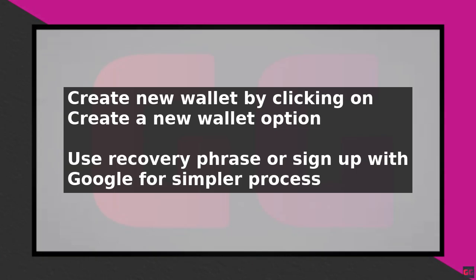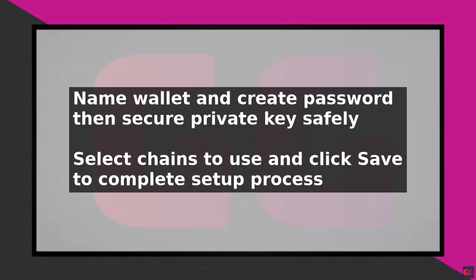Once your account is set up, you will be asked to name your wallet and create a password, which you will need to re-enter for confirmation. You will then be shown your private key, which you must keep secure and back up, ensuring it remains private. After confirming that you have secured your private key, you can proceed to select the chains you want to use.